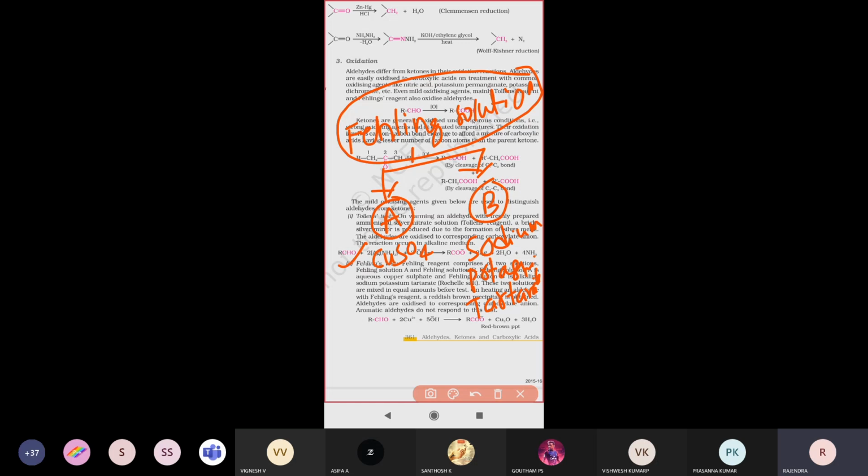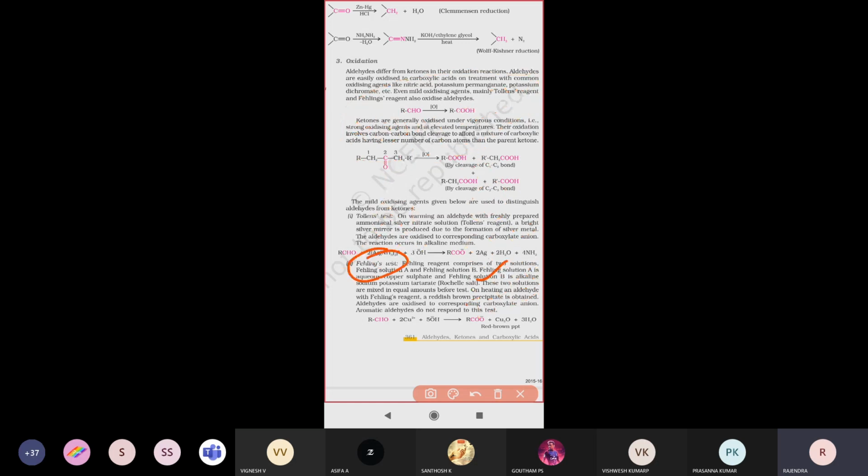So now let us see that. These two solutions are mixed in equal quantities before the test. So when we do the Fehling test, what we do is mix these two solutions, Fehling solution A and Fehling solution B, in equal quantities. On heating an aldehyde with Fehling reagent, a reddish brown precipitate will form. So we mix Fehling solution A and Fehling solution B, and add a small quantity of the aldehyde-containing organic compound.